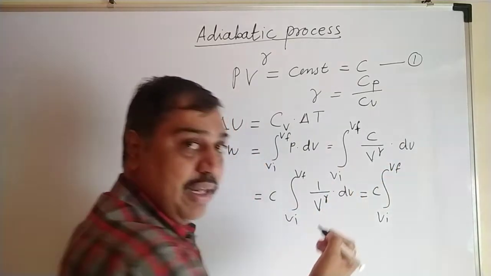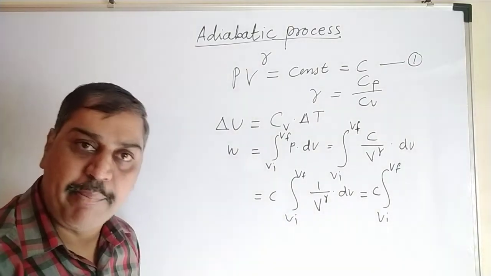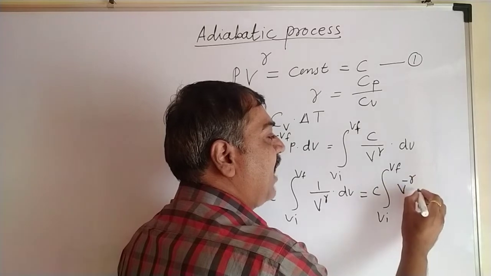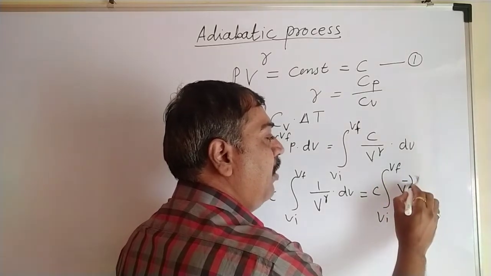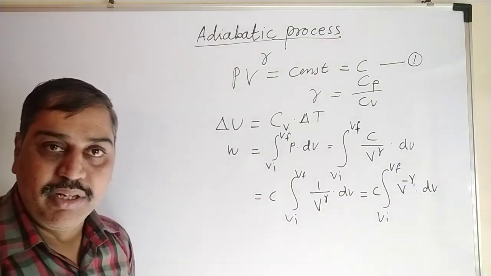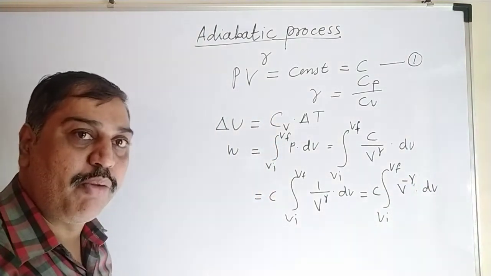Move this to the numerator, as it is in the denominator, V to the power gamma. When shifted to the numerator, it becomes V to the power minus gamma, V to the power minus gamma into dV. Remaining things are the same.